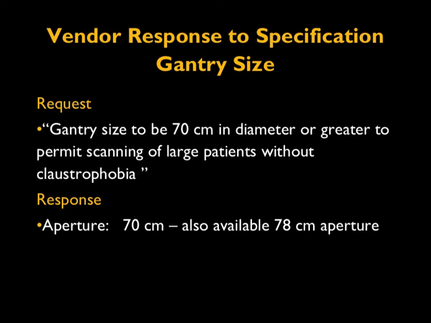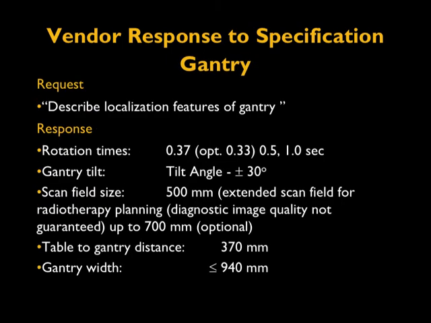One of the manufacturers comes back with a response to the specification telling that they do have a 70 centimeter diameter gantry size, which meets the specification. But they also have a 78 centimeter diameter available to accommodate large patients. Here is another example. The request is to describe the localization feature of the gantry. The response lists all these other features such as the rotation time, the gantry tilt, scan field size, gantry width, and so forth.